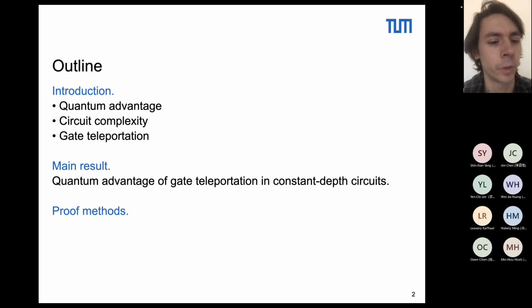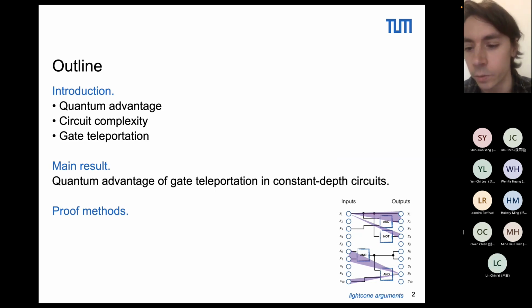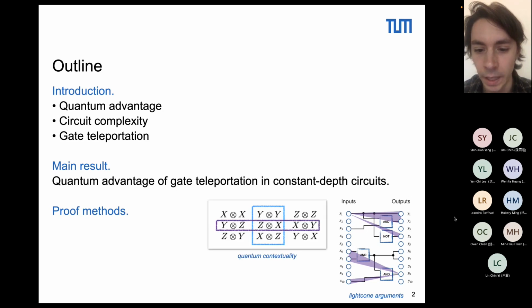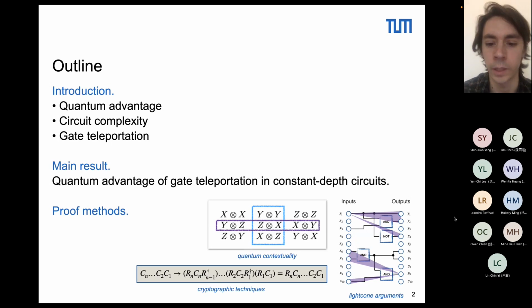As I said, the separation was already known, but the proof is new, and it relies on many different methods in quantum information theory. Namely, it used some Lycon arguments, as well as quantum contextuality and some cryptographic techniques. I'm going to try to give the idea of why we use these, and focus mainly on the quantum contextuality part to explain how we use it to make the proof.